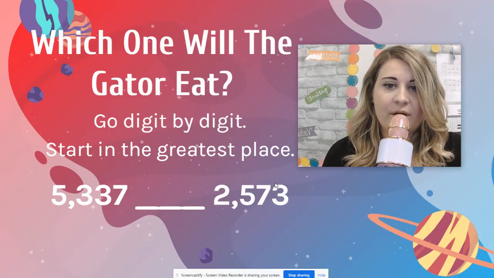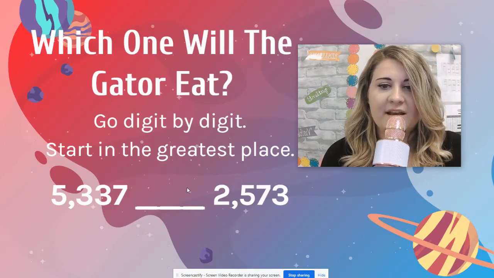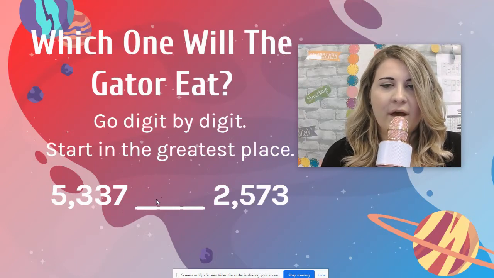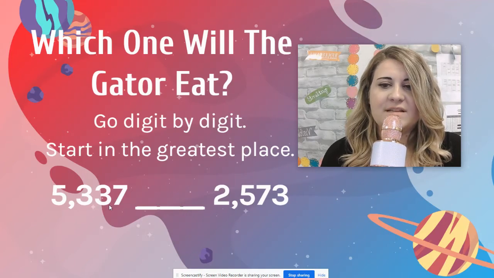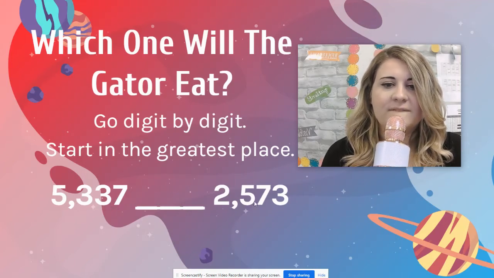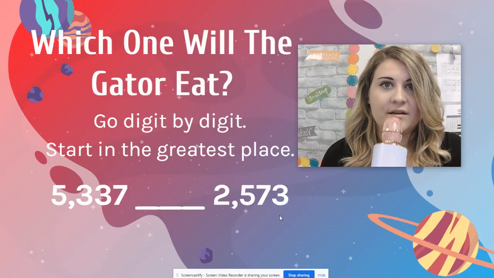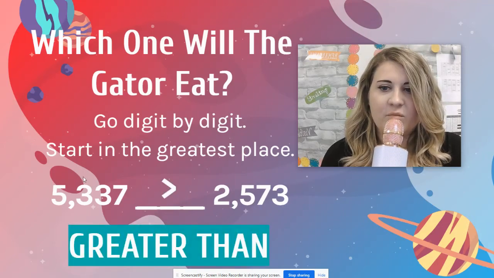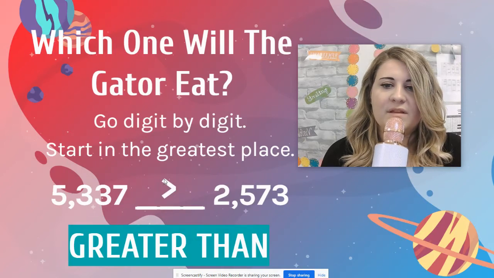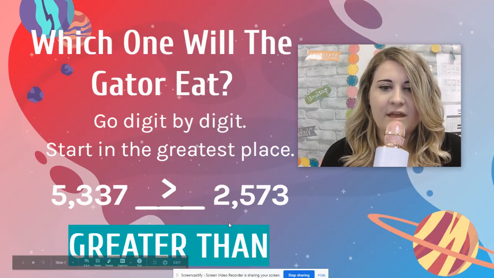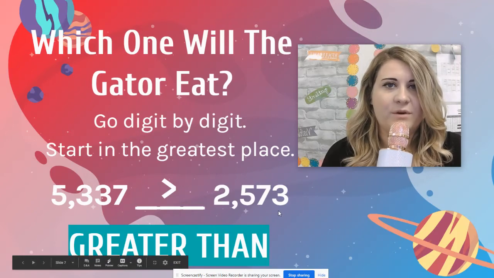If you said 5, you are correct. So we're going to put a symbol over here that the gator is going to eat it this way. Think about what words would make sense here, okay? Would that symbol be greater than or less than? This one's coming first, so we would say 5,337 is 2,573. Is it less than or greater than? It's greater than. The greater than one is over here, okay? So when you put this symbol, the gator's going to eat this one. Also think about, what does that symbol mean? It means greater than. 5,337 is greater than 2,573. It should make sense when you read it.